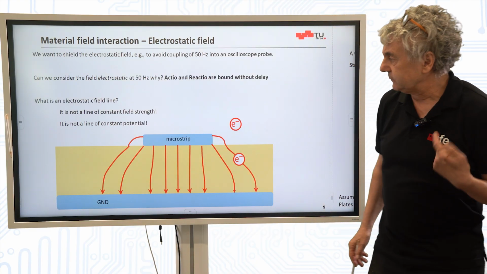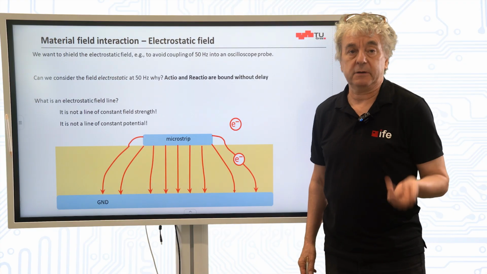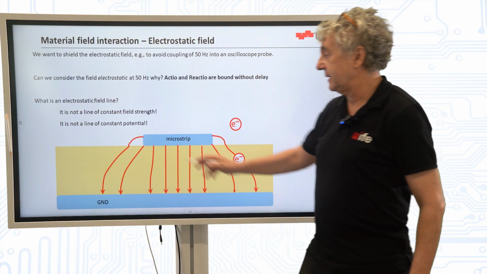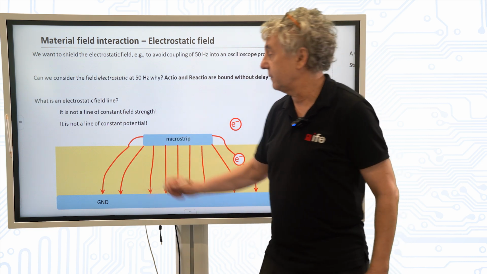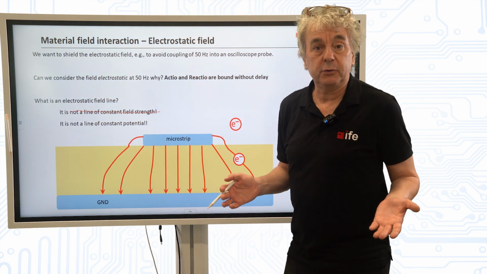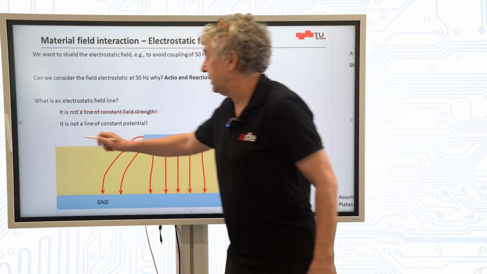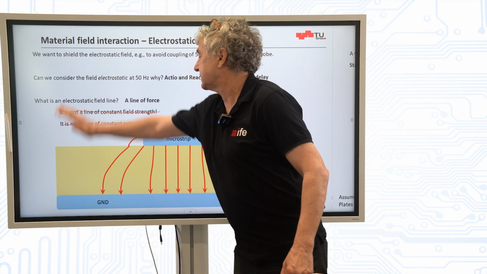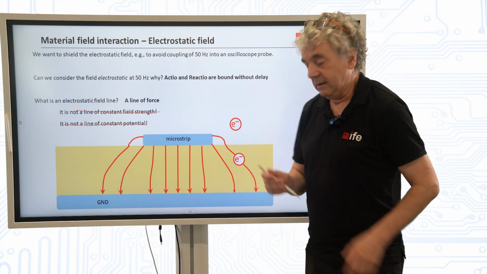Now I want to ask you, what is an electric field line? What does it signify? Is it a line of constant field strength? No, it's not. Or is it a line of constant potential, constant electrical potential? It's not. The electric field line is a line of force. It shows the following thing.